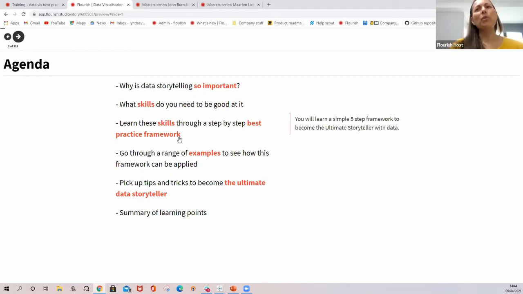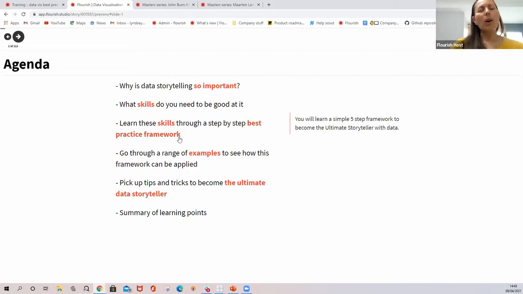We will go through a best practice framework that I actually developed at the Bank of England, but is relevant for everyone. It's meant to be a very simple framework, just 5 simple steps of what you should be thinking about when you're trying to communicate a story or tell a story from your data. So that you always think back to these 5 simple things: have I ticked them off? And this will enable you to become the ultimate storyteller of data.